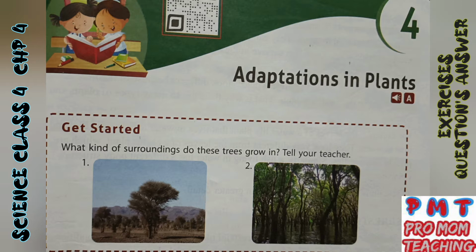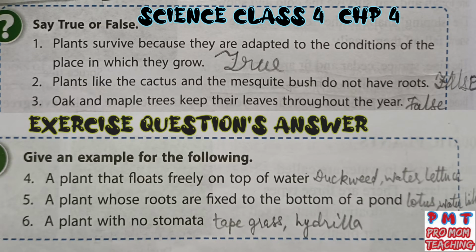What kind of surroundings do these trees grow in? Tell your teacher. In hilly places, the trees that grow are usually tall and straight. Desert plants, which look like bushes, often have small leaves. Some trees do not shed all their leaves at the same time and so look green throughout the year. They are called evergreen trees.